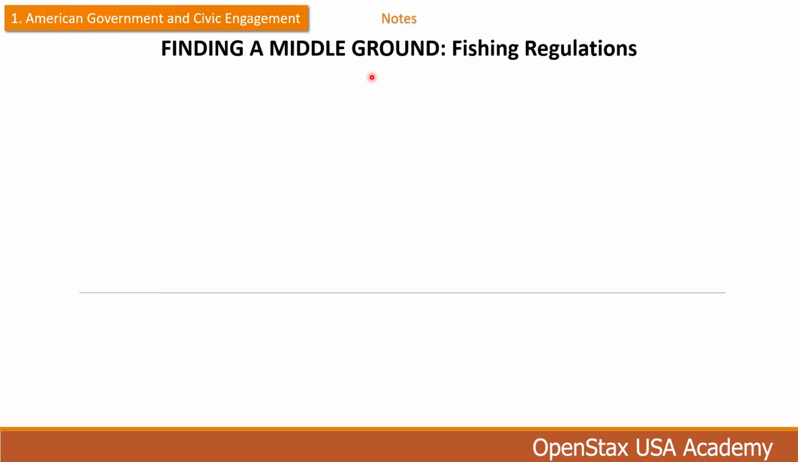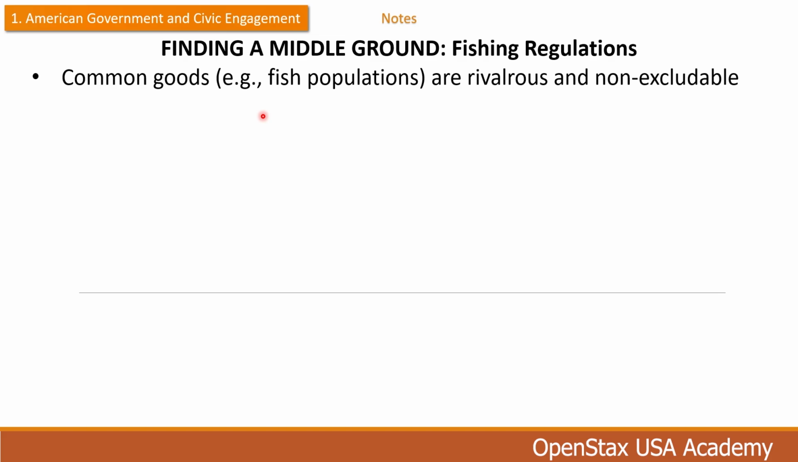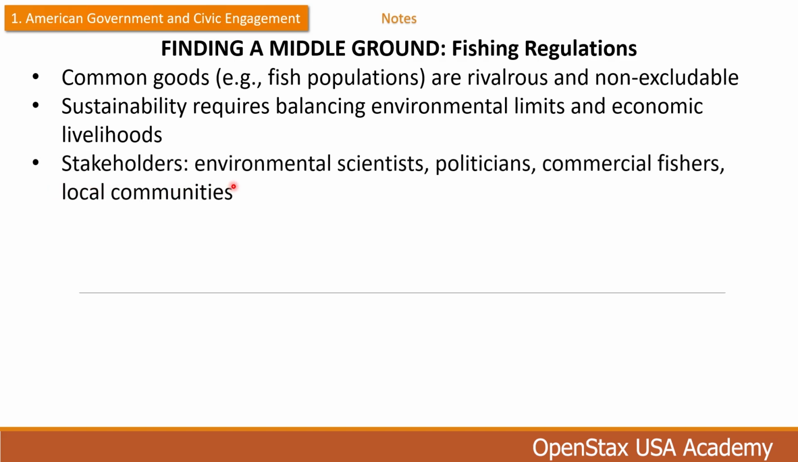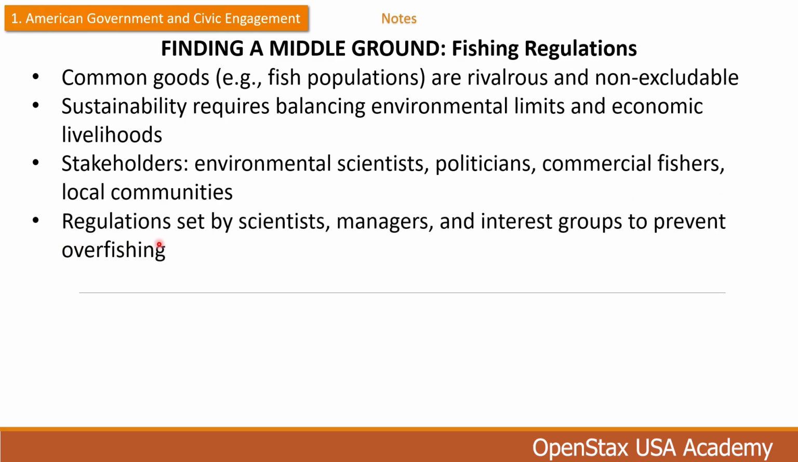Next, finding a middle ground: fishing regulations and common goods. Example: fish populations are rivalrous and non-excludable. Sustainability requires balancing environmental limits and economic livelihoods. Stakeholders: environmental scientists, politicians, commercial fishers, local communities. Regulations are set by scientists, managers, and interest groups to prevent overfishing.